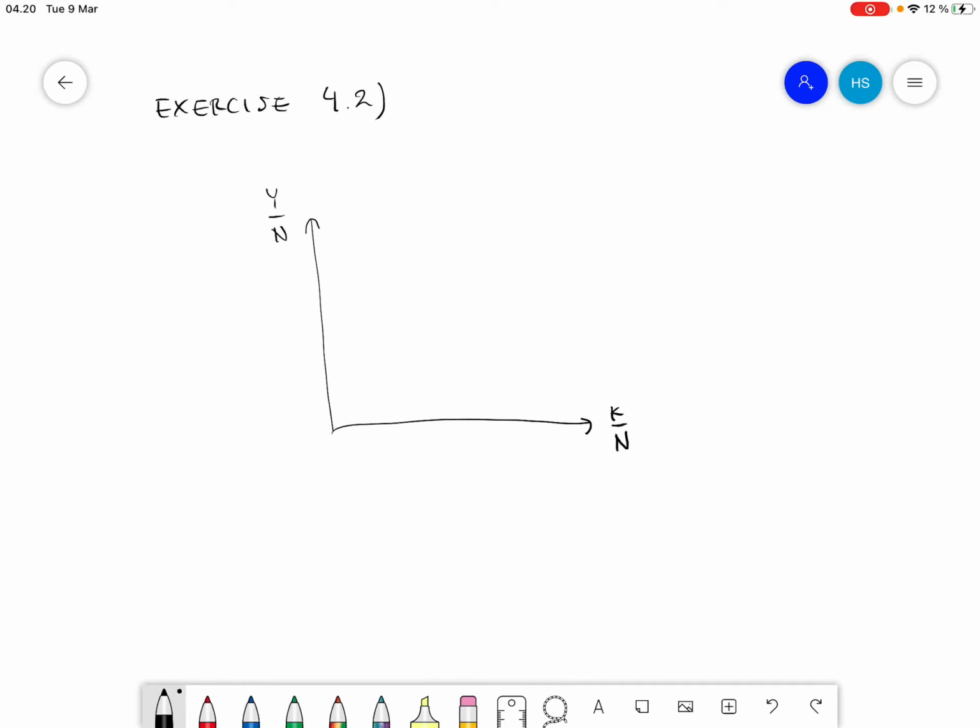So in this exercise, we have to show the steady state graphically in the Solow diagram. So assume for a second that the capital stock is equal to 0. If the capital stock is equal to 0, also capital per worker will be equal to 0. As a result, output per worker will also be equal to 0 because both capital and labor are necessary in order to generate any positive output level.